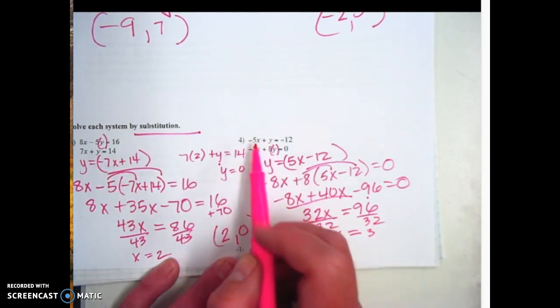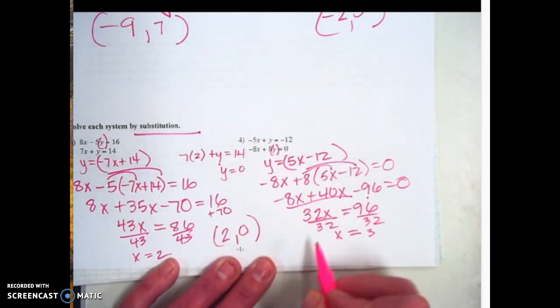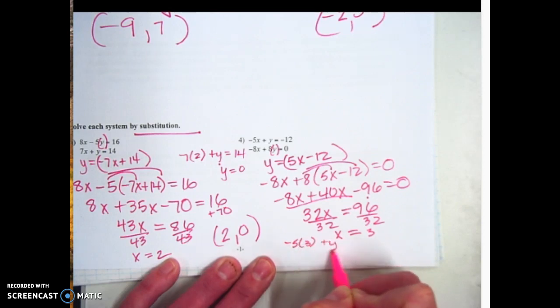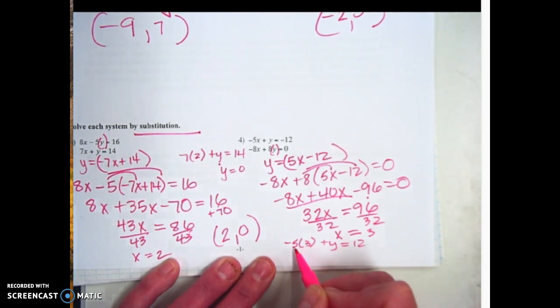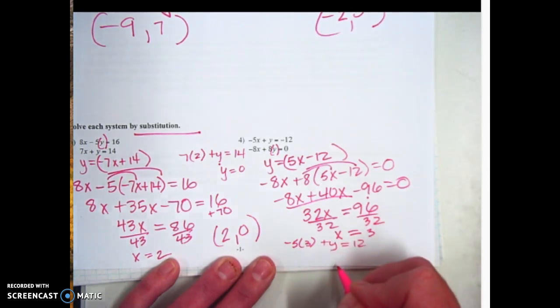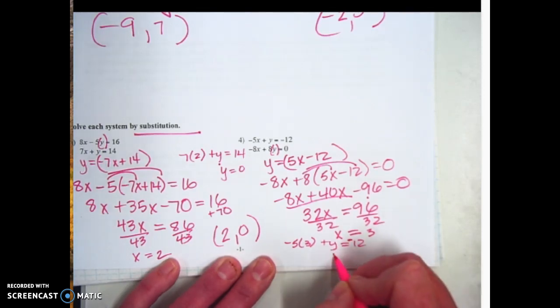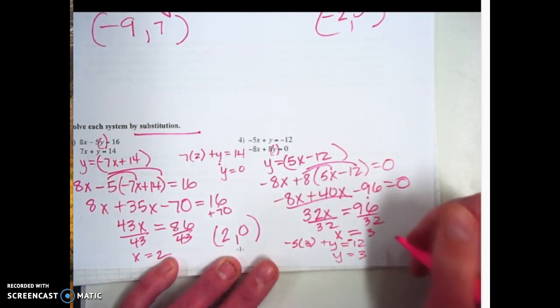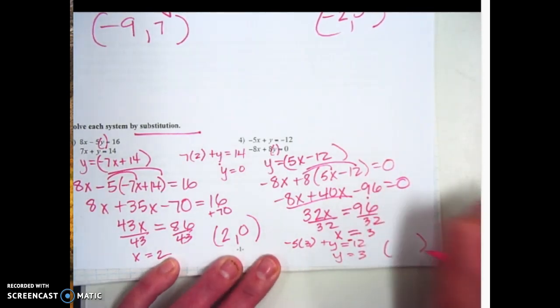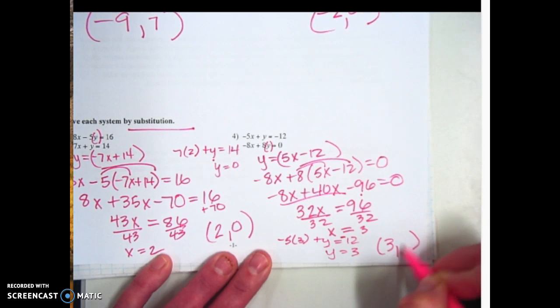Now you're going to plug that back into either of the two original equations. I like the first one a little bit better, so I'm going to say -5 times 3 plus y equals 12. -5 times 3 is -15. Add 15 to both sides. And so this was negative. So you get y equals +3. So your solution is 3, 3.